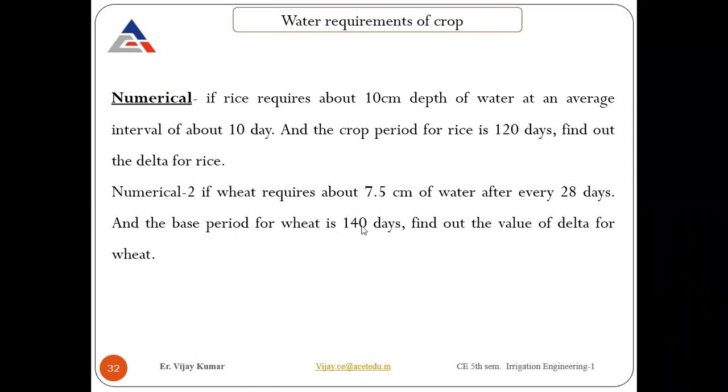Good. So what we need to do in this particular problem: the crop is wheat, and a depth of 7.5 centimeter of water is required for every 28 days. In the last question, the depth of water was required every 10 days, 10 centimeter. Here 120 days is required for complete growth of the wheat. The crop period and base period are considered the same. So 120 divided by 28 gives the waterings, then multiply by 7.5 and you will get the total. So 5 waterings will be required, and 5 into 7.5 comes out to be 37.5. So that's it.